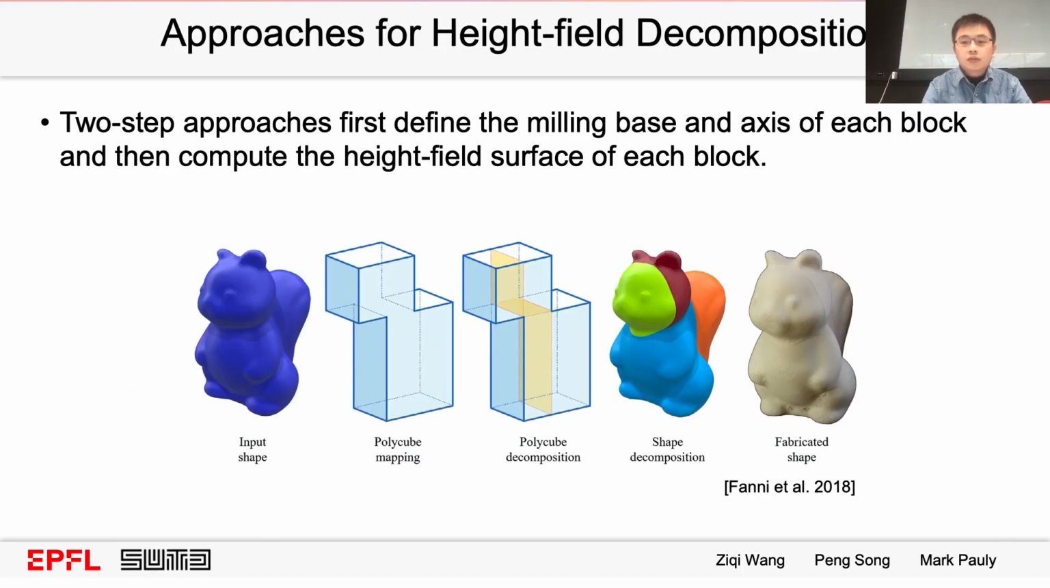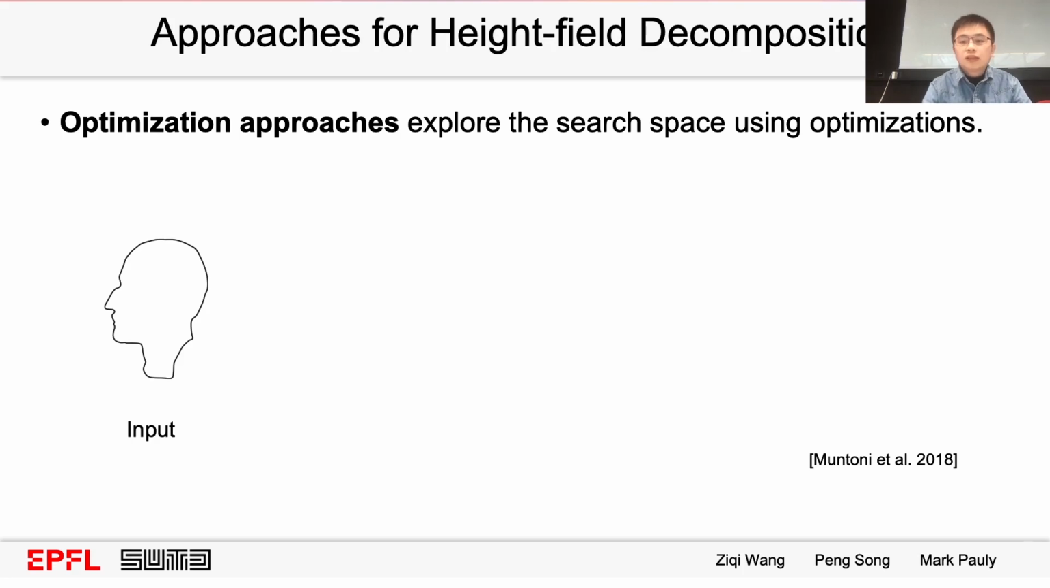There are 2 approaches for height field shape decomposition: the 2-step approaches and optimization approaches. Finney and their colleagues apply the 2-step approach to first compute the base and axis of each height field block by using a polycube representation of the input shape, and then generate the geometry of blocks by performing a polycube decomposition on the shape. Muntoni and their colleagues apply optimization approaches.